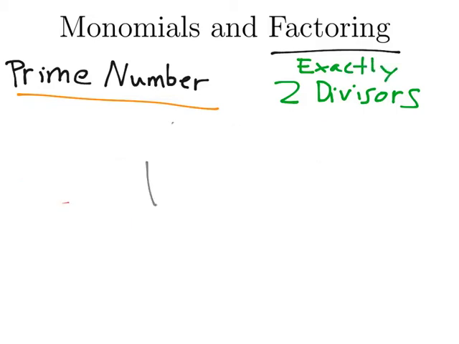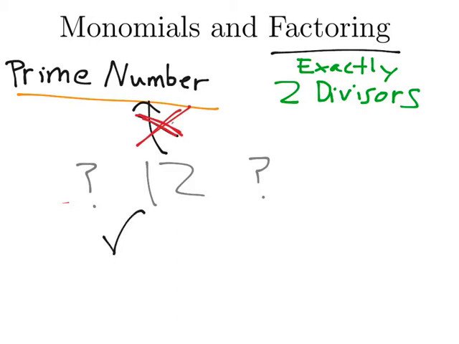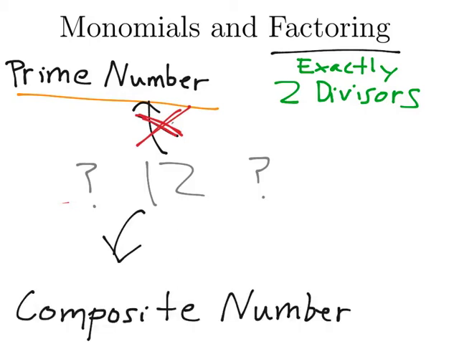So what does that mean for 12? 12 isn't a prime number. It falls into a different category. A category that isn't prime, called composite. A composite number is a number, a positive integer, that is composed of primes. So 12 is made up of prime numbers. 12 has 2 in it. It has 3 in it. And those are prime numbers.